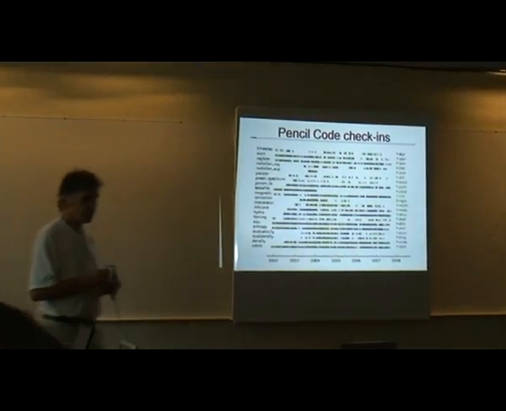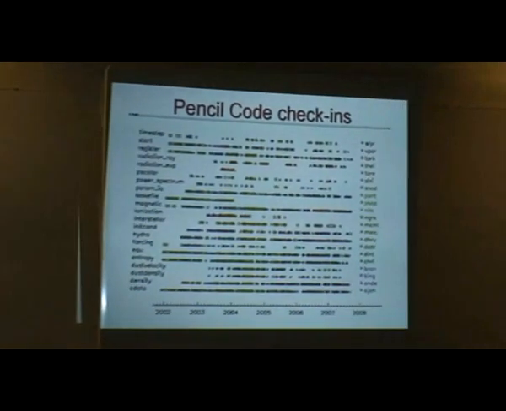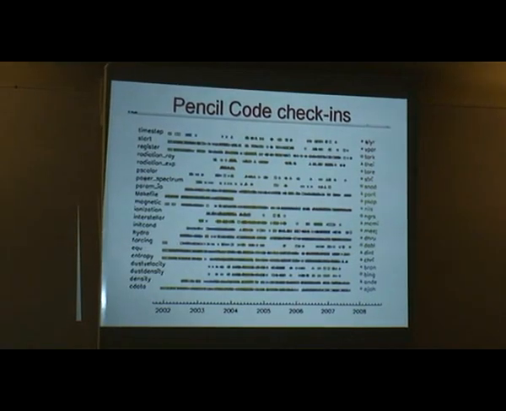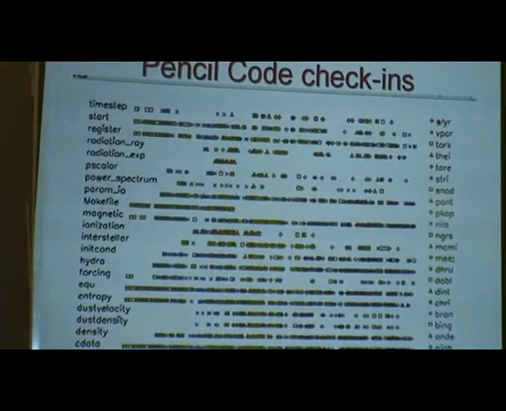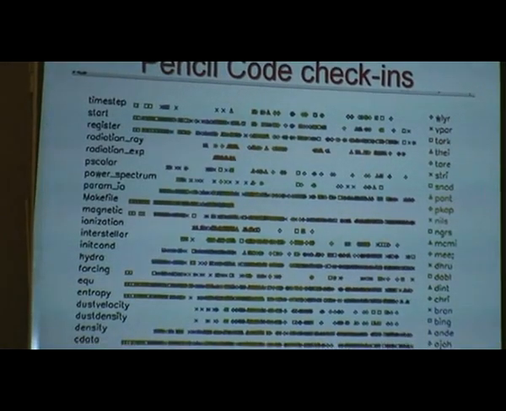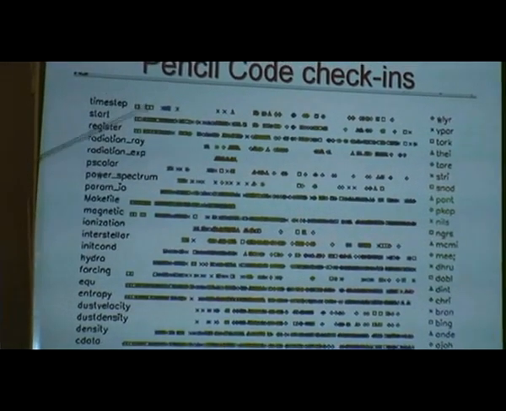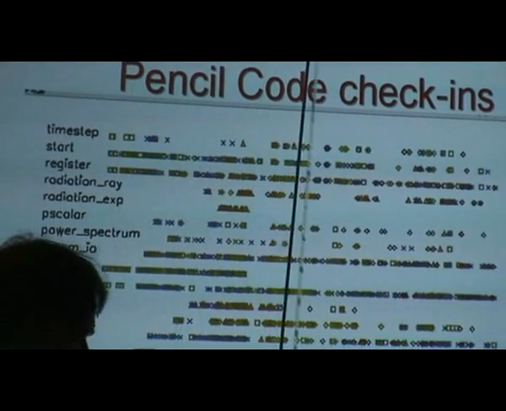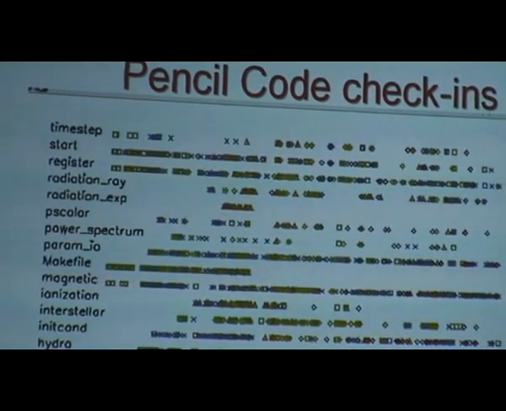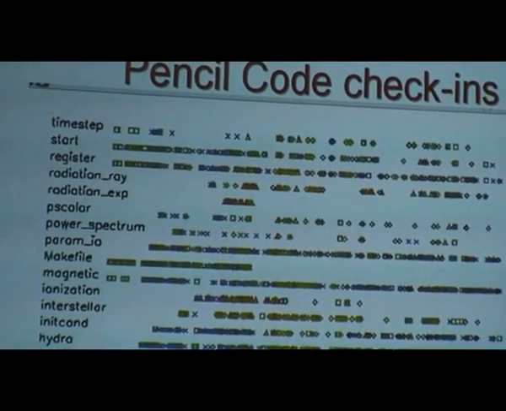As you know, there's a large number of people that are modifying and checking in modifications to the Pencil Code. This plot is up to date, but I should have done some further modifications to this. I started doing these kinds of plots in 2005, and I have an automatic procedure to revise and update them. What we see here is a certain number of routines.